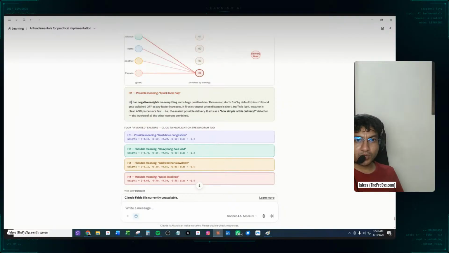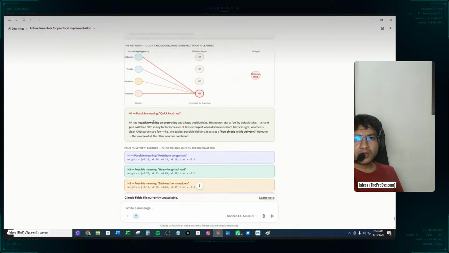Possible meaning: quick local hop. Negative weights on everything and a large positive bias. Why? This neuron starts on by default, bias 1.8, and gets switched off as any factor increases. It fires strongest when distance is short, traffic is light, weather is clear, and parcels are few. The easiest possible delivery. It acts as a how-simple-is-this-delivery detector, the inverse of all the other neurons combined.